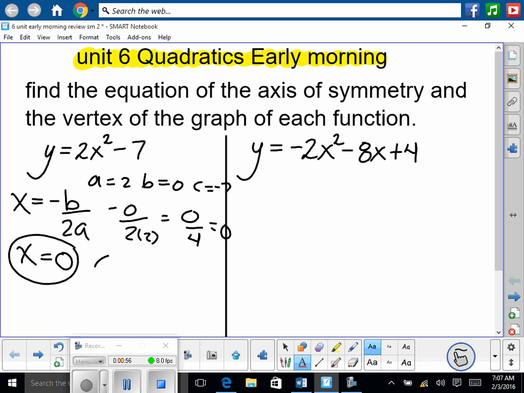And then the vertex is 0, comma, whatever you get when you plug it back in. So it'll be negative 7. So these two are your answers. There'll be 2 problems like this.